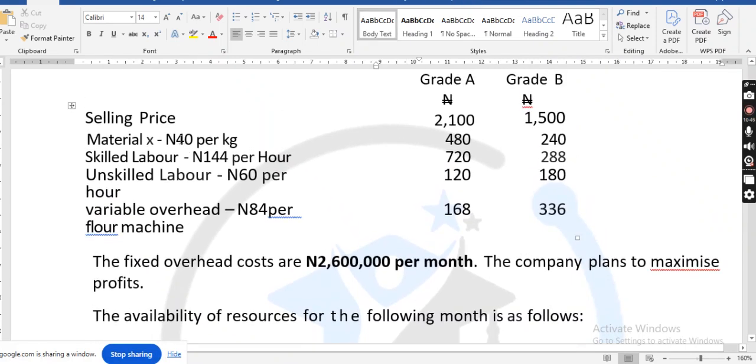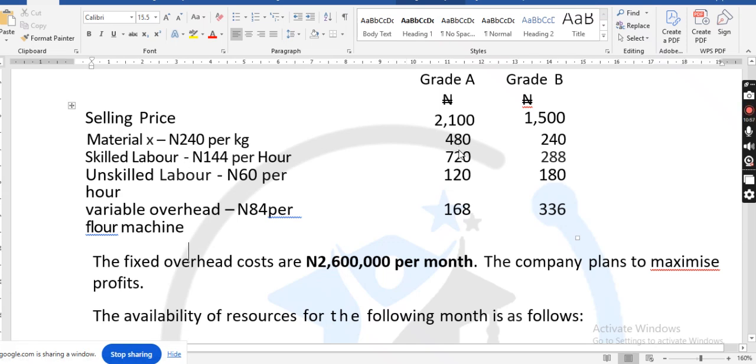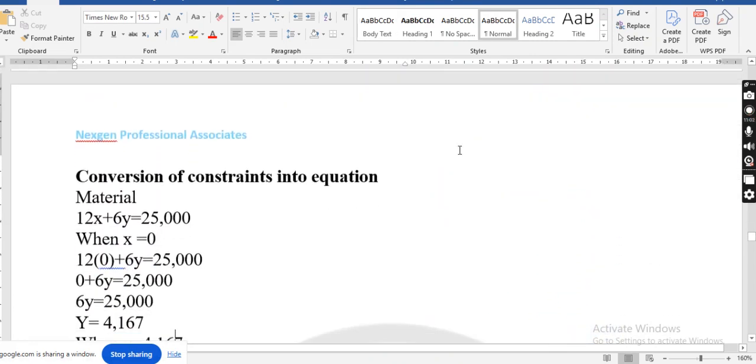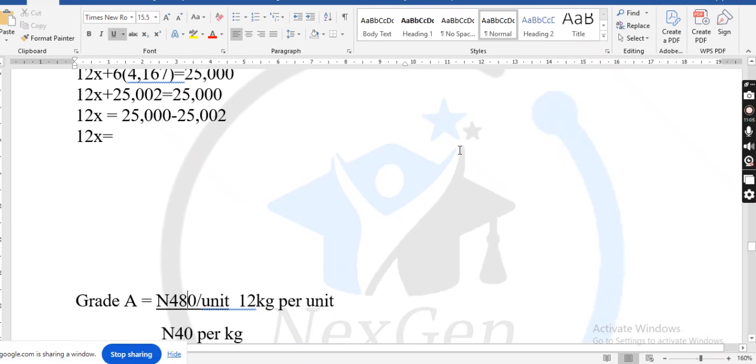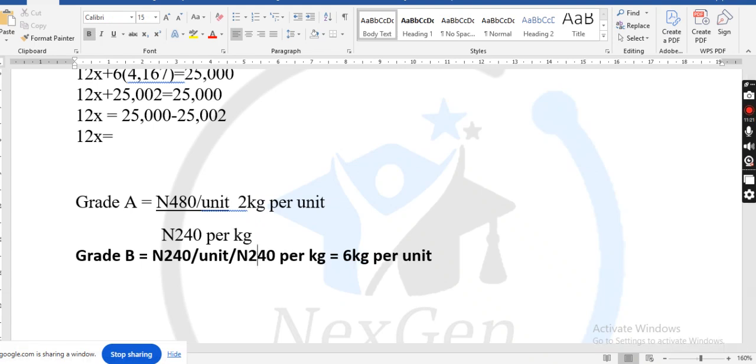So this is supposed to be 240. Class, this is supposed to be 240. So we have 480 divided by 240 and 240 divided by 240. That will be 2x plus y. Let me quickly correct that here. 480 plus 240, this should be 240. This should be 2. Then this should be 240. Then you have 1 kg.